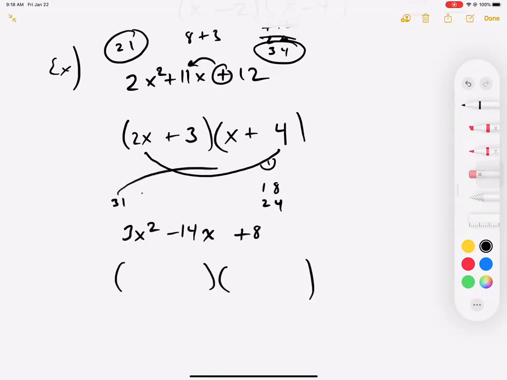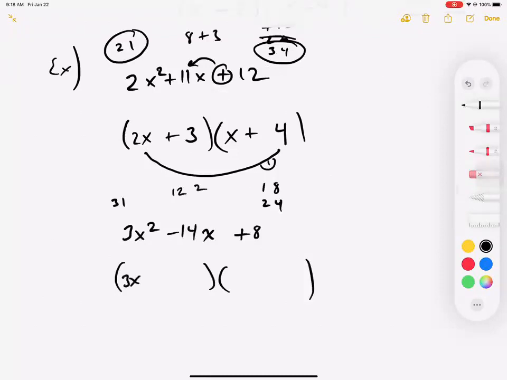3 times 1, 1 times 8, that would give you 11. That's not the number I want. 3 times 8 would be 24. That's already too large. Let's try the next date. 3 times 2 is 6. 1 times 4 is 4. 6 plus 4 is 10. Nope, doesn't work. But hey, 3 times 4 is 12. 1 times 2 is 2. That does give us the combination we wanted. 12 plus 2 is 14.